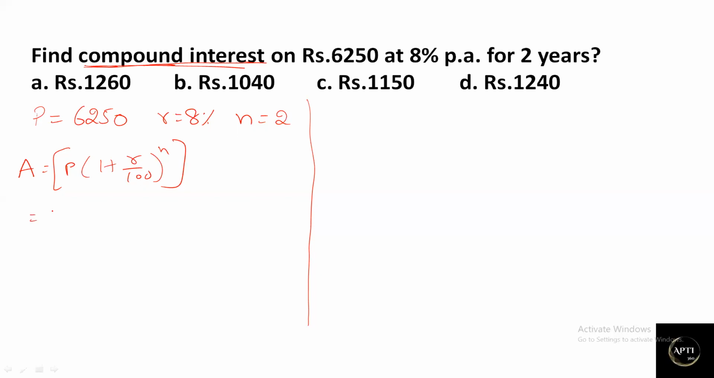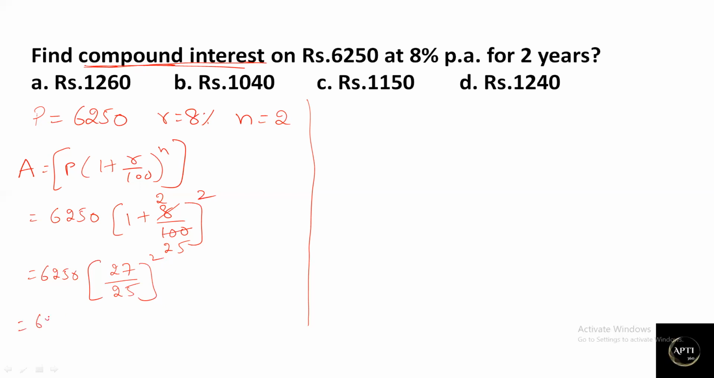Now we'll try to substitute. Almost we know every value. 6,250 into (1 plus 8 divided by 100) whole power how many years? 2 years. Correct. Next, here which value will go? Here, 4 table. 4 2 times is 8, 4 25 times is 100. Correct. Now 6,250 into (1 plus 2 by 25). If I convert it to a single fraction, 25 plus 2 is 27. 27 divided by 25, whole square.